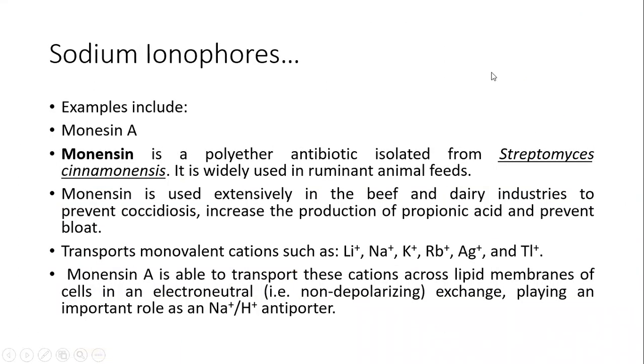Now coming to the sodium ionophores. So far we have seen calcium. Now this is sodium. An example is monensin A. It is a polyether antibiotic which is again isolated from Streptomyces cinnamonensis. Now see, cinnamonensis, that is why it is also named monensin A. Okay? Now this is used in ruminant animal feeds, for example, your cow and buffalo. Why is it used in the beef and dairy industries? To prevent coccidiosis, and it increases the production of propionic acid and prevents bloat.